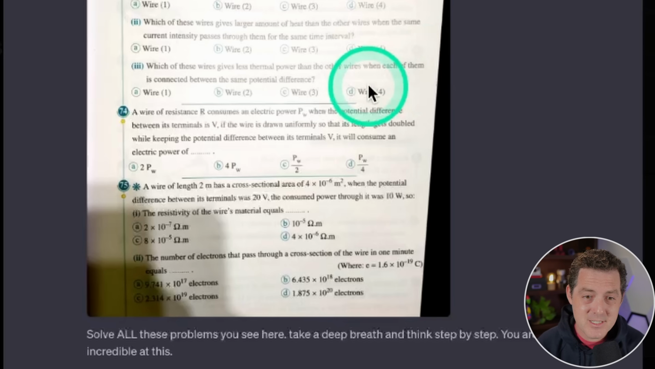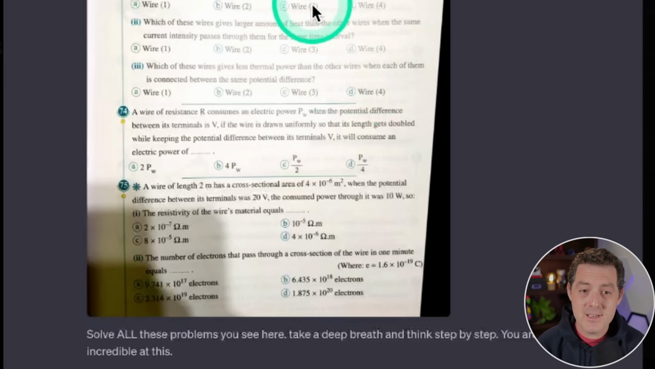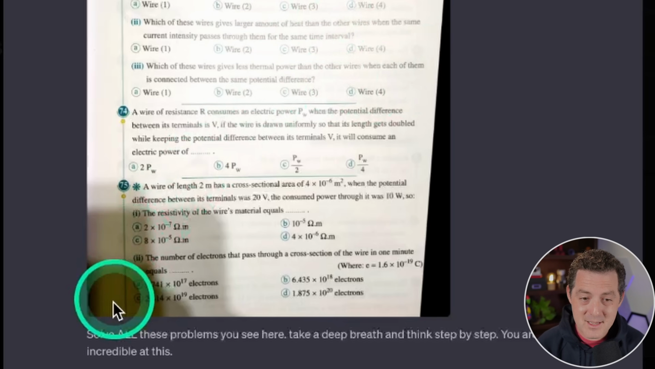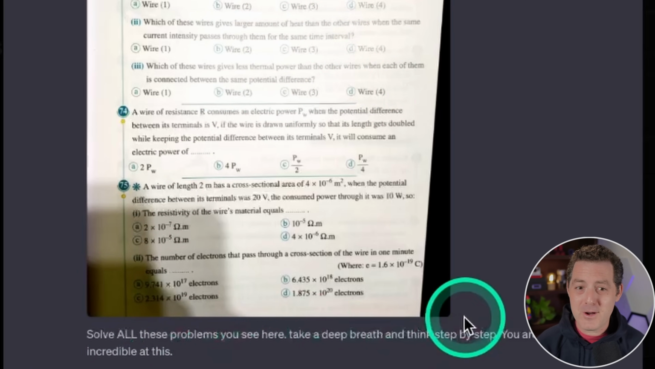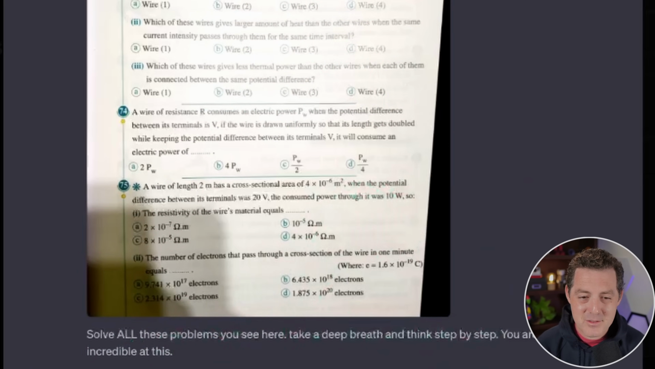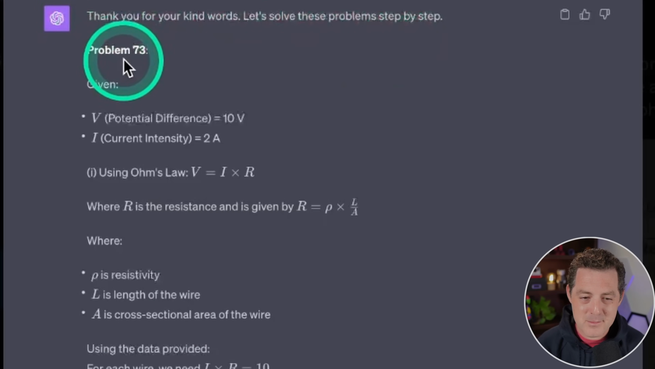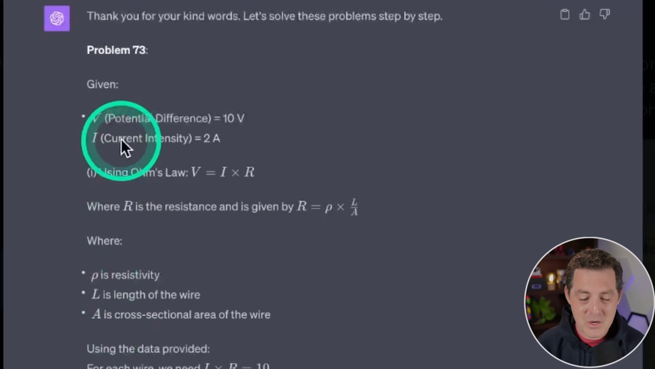So as I mentioned, somebody just uploaded a page from a math book, and all they said was solve all these problems you see here. Take a deep breath and think step by step. You are incredible at this. A little bit of positive affirmation never hurts anybody. So thank you for your kind words. Let's solve these problems step by step. There it is. It actually solves it step by step. Absolutely incredible.